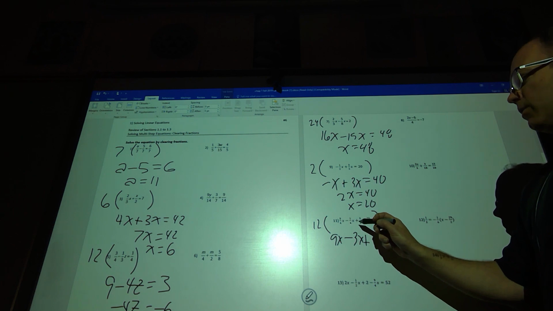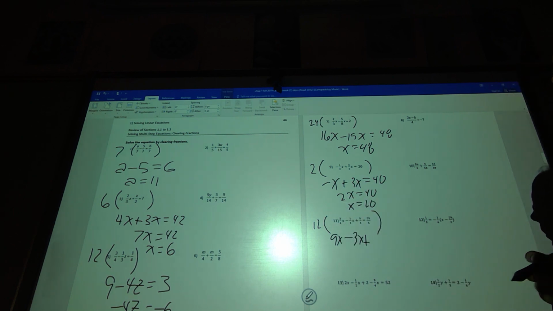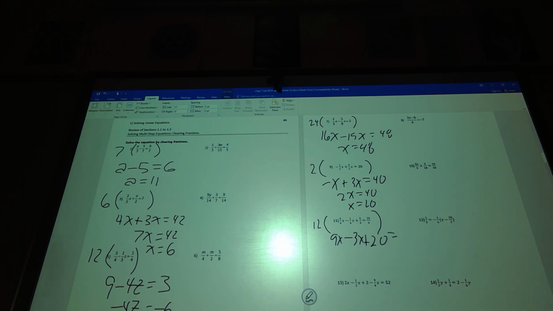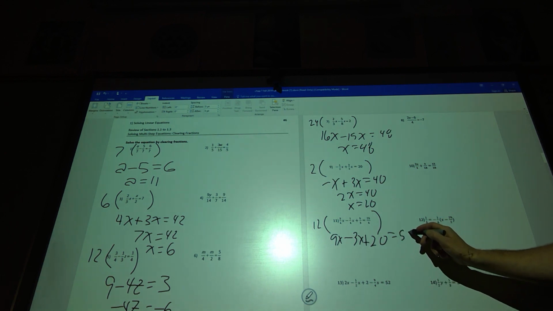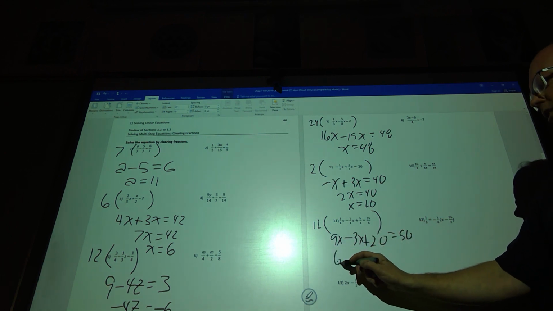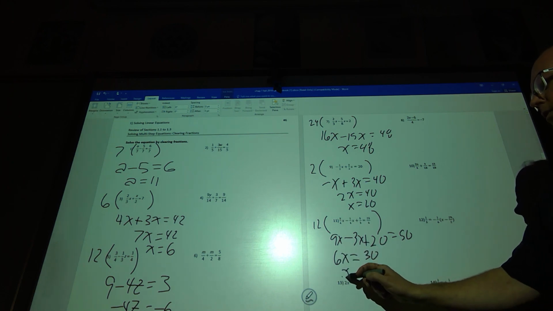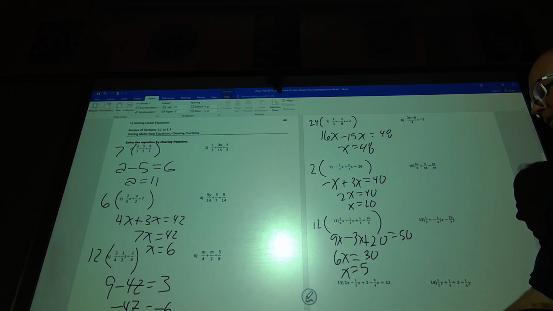And then 3 goes into 12 4 times. So 4 times 5 is 20. And then 6 goes into 12 twice. It gives me 50. Combine like terms, so I get 6x over here. Subtract 20. So I get to 30. Divide each side by 6, so I get to 5.